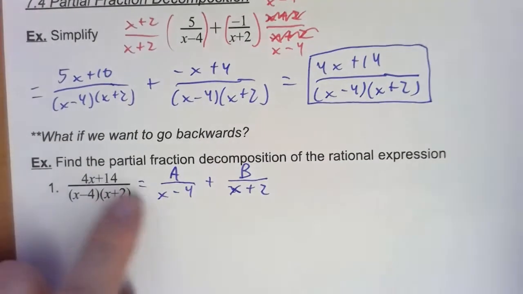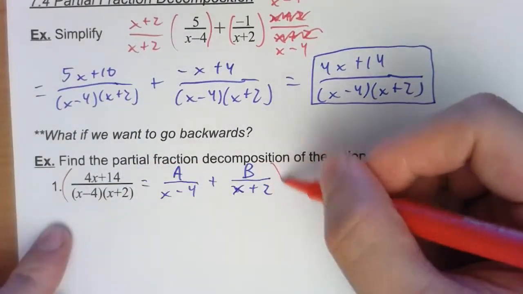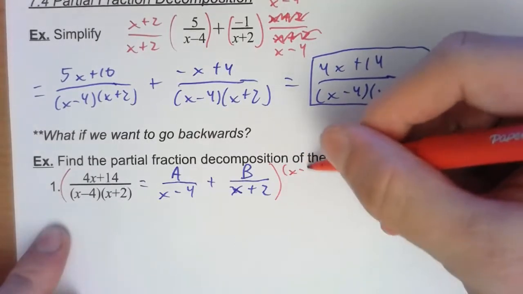Okay. Well, now we've got an equation. Well, an equation with fractions, we fraction bust. So we're going to multiply both sides by the common denominator.